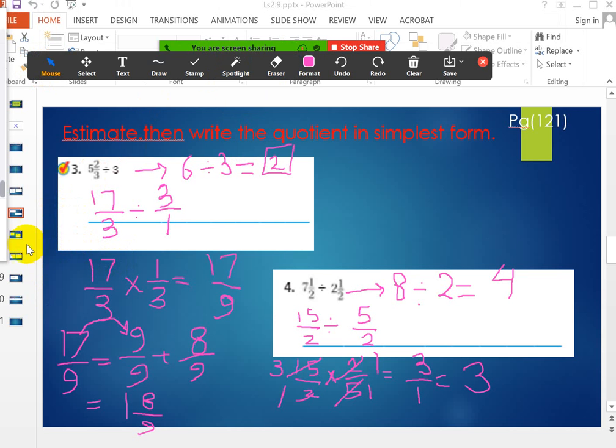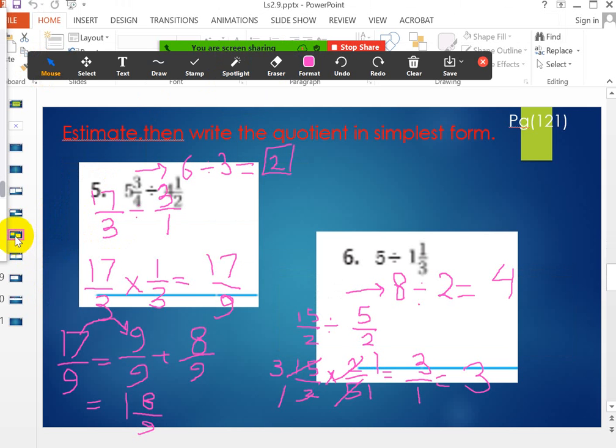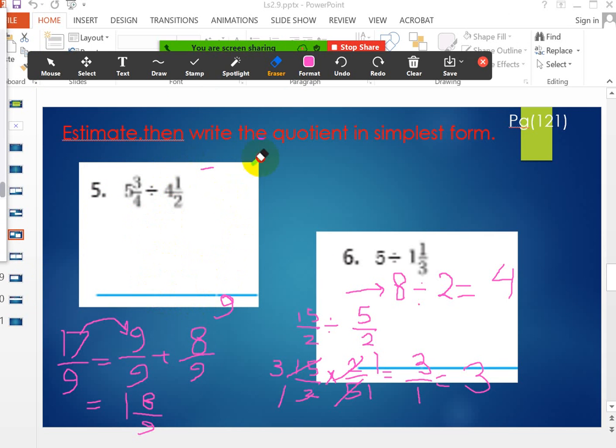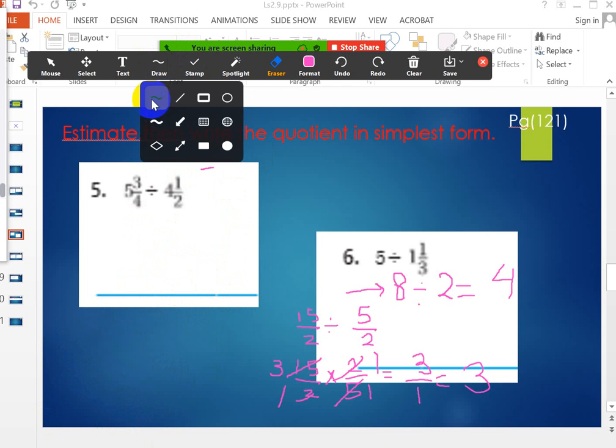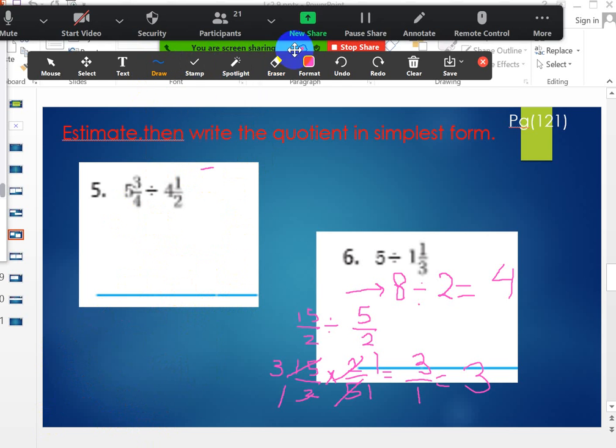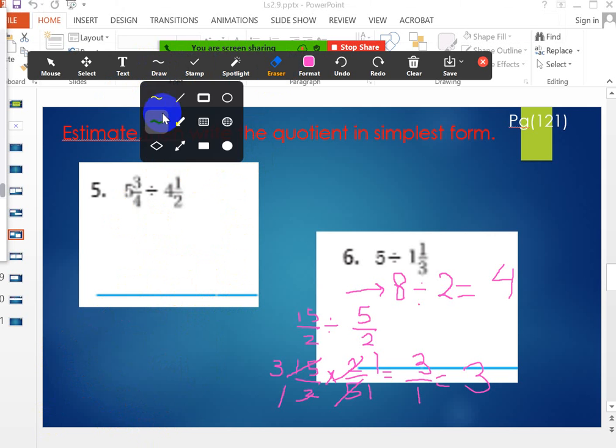Okay, very good. So let's move now to the second number, 5 and 6. 5 and 3 over 4, I will erase only this one, okay? And I will leave for you the second one. 5 and 3 over 4 divided by 4 and 1 over 2. I will not estimate here, I will just find the division.